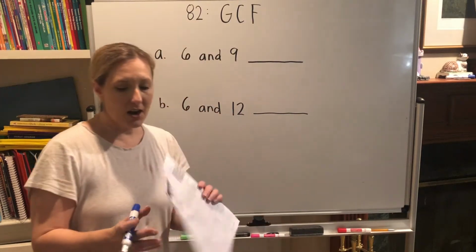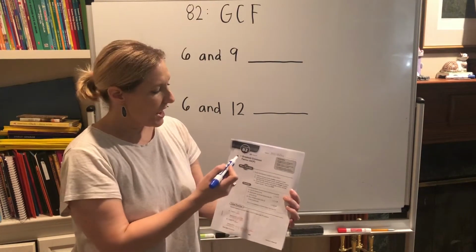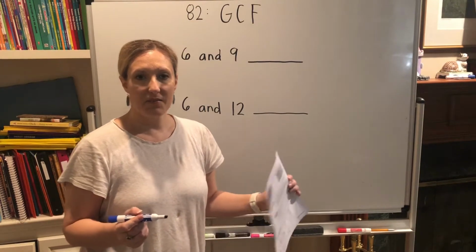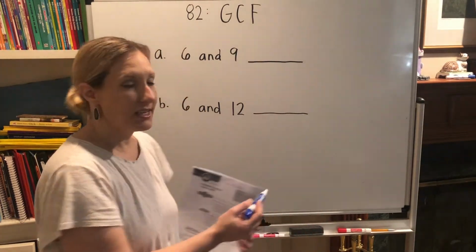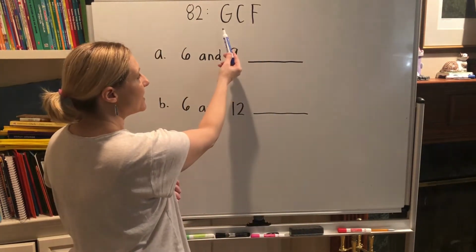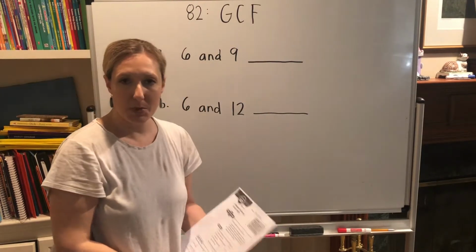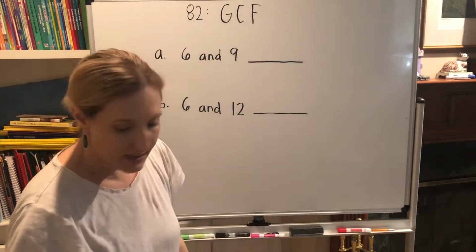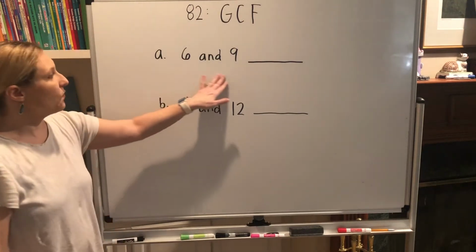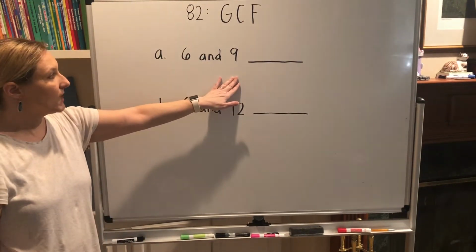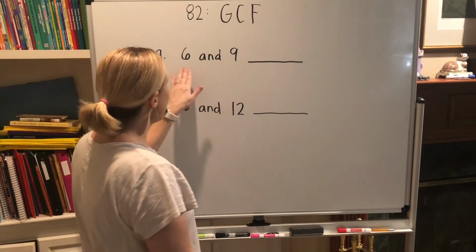Graders, today our lesson is 82 and we are going to keep working on finding the GCF, greatest common factor between numbers. We are going to get really good at this. Okay, so for A on your lesson practice, we have 6 and 9.